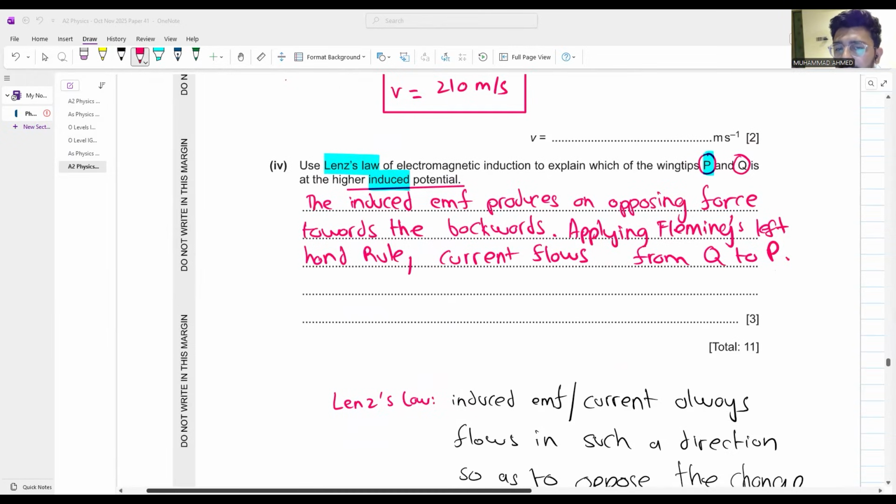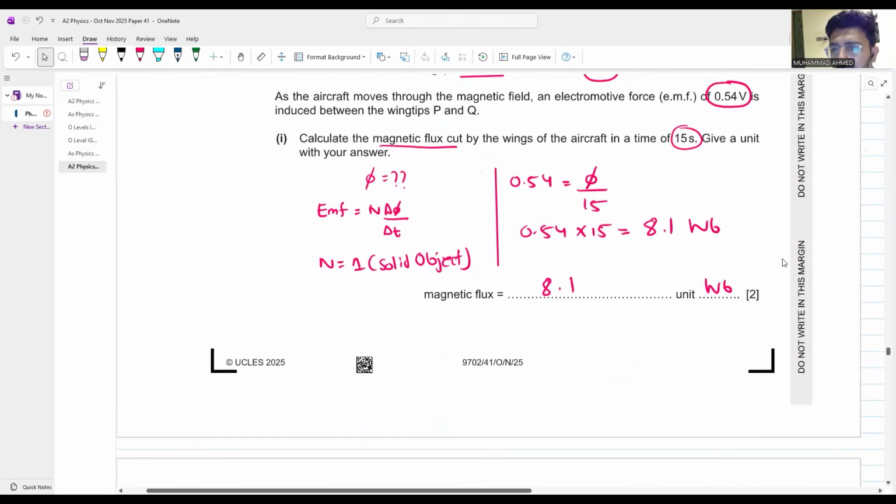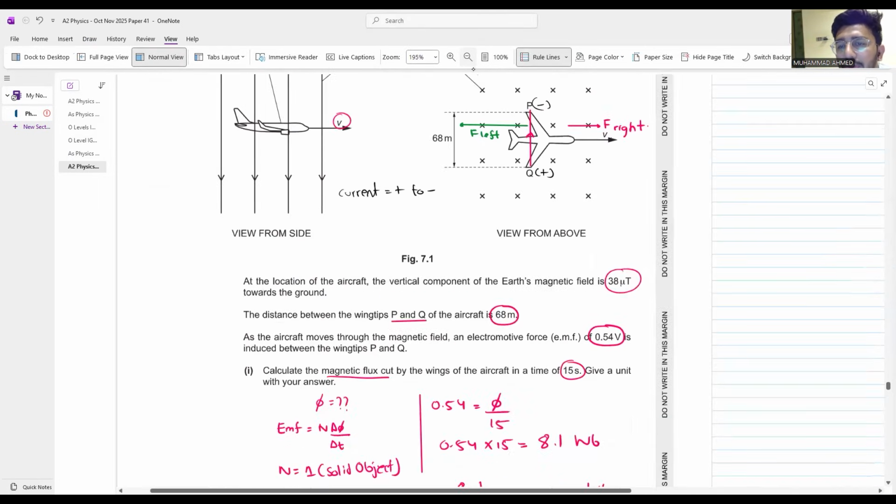Now listen carefully. Once this is established, that induced current flows from Q to P, the students will make a very evident mistake here. Students will say, sir, current flows from positive to negative. This means Q will become positive, higher potential. P will become negative, lower potential. No.